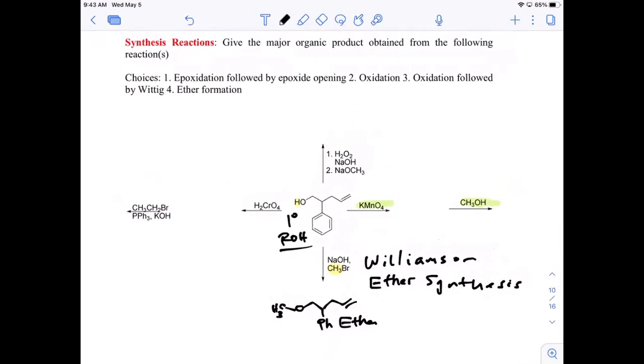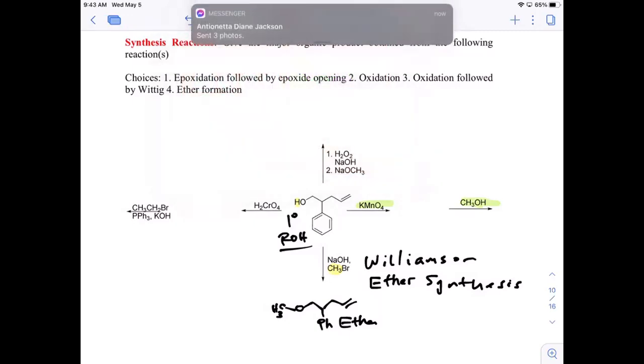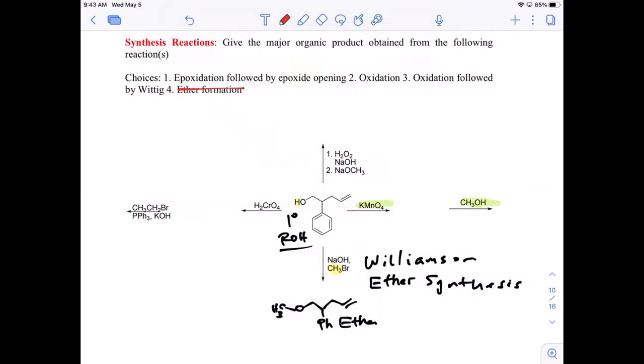Look at the sheet with the four quadrants, and here are your choices up top. One of them is epoxidation, and then oxidation, and oxidation followed by the Wittig, and then we already did the ether formation, so I'm going to cross that out. All right, so what type of reaction is that if I take a primary alcohol and react it with potassium permanganate, which is a strong oxidant that we talked about on Monday?